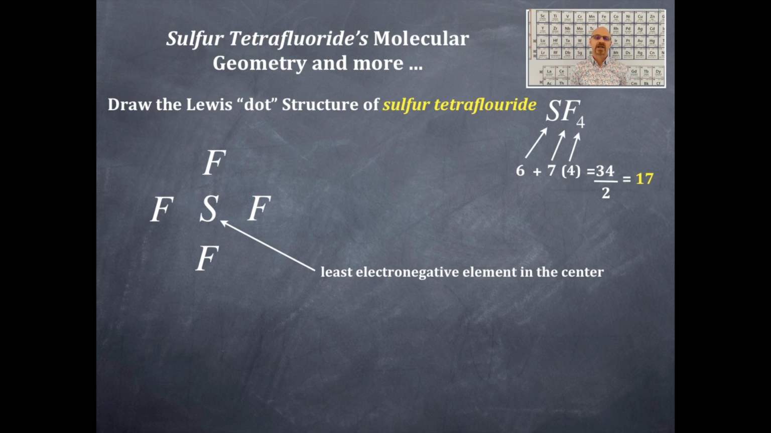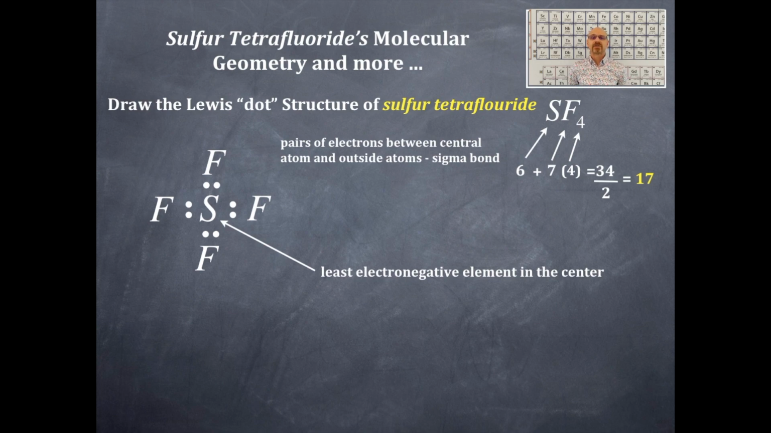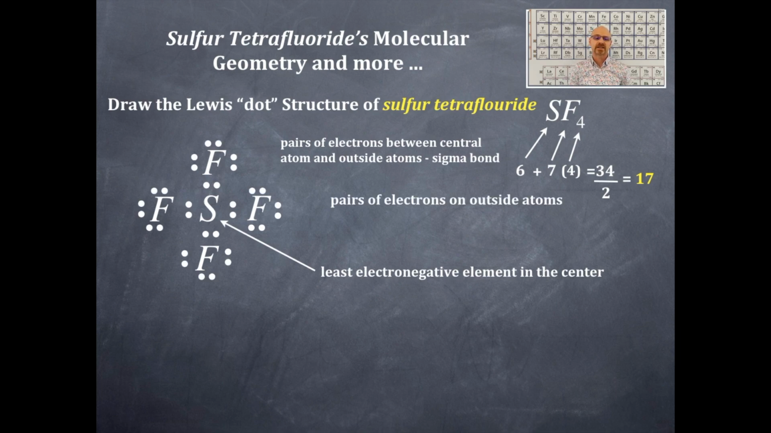equally around there. Our first rule in placing electrons is to place a pair of electrons so that you have a single or sigma bond between the central element and the outside elements, and that is done right there. Now, do I have any more electrons left over? Oh, I most certainly do. So the next set of pairs of electrons go around the outside elements, and that is done like that. Okay? Those are lone pairs of electrons.